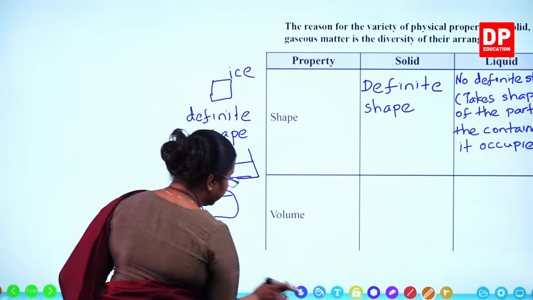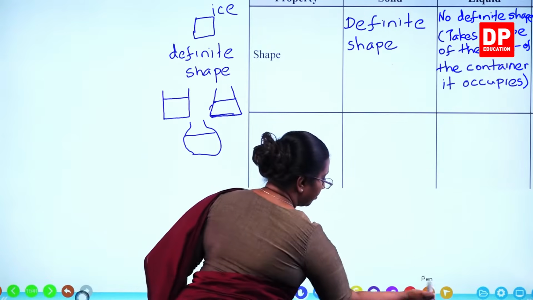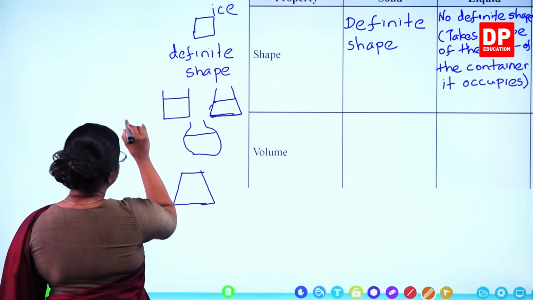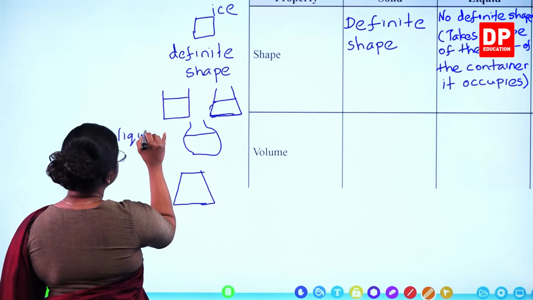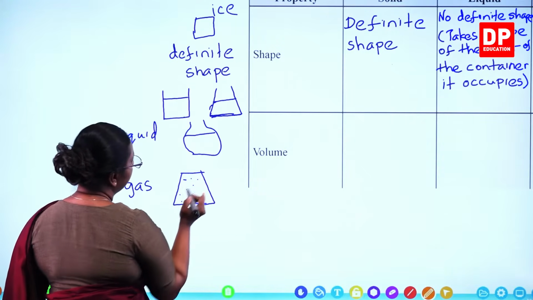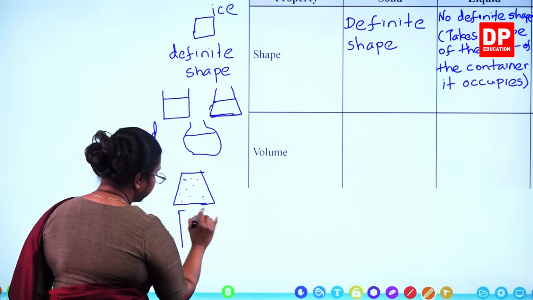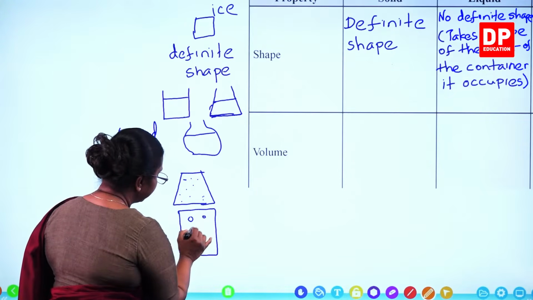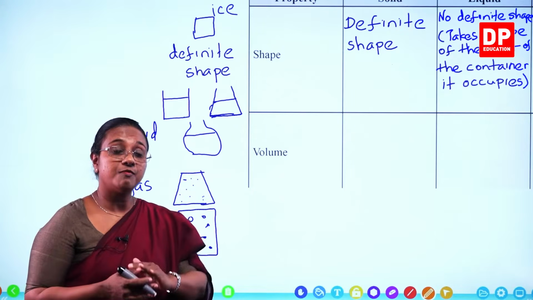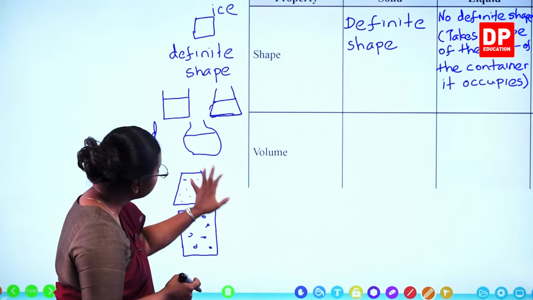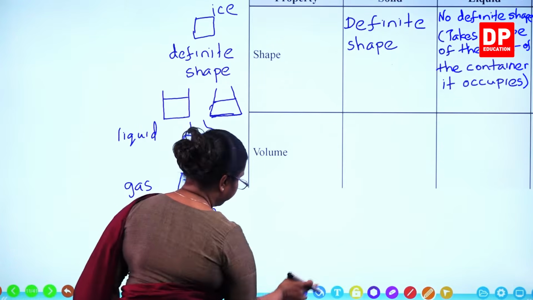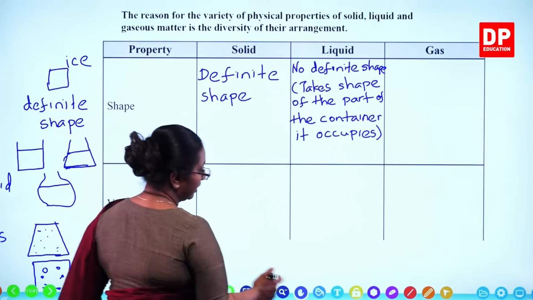But if you take a gas, now if you had a container like that, this is for liquids, the gas will spread throughout the container. Or if it is a container like that, the gas particles will spread throughout this container. You can remember the gas jars from one jar to the other. So here it will fill up the space of the container that it occupies. So that is what you have to write here.